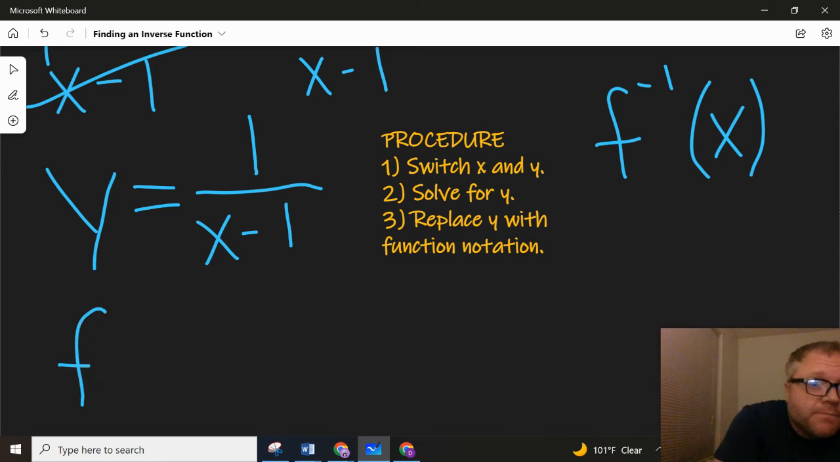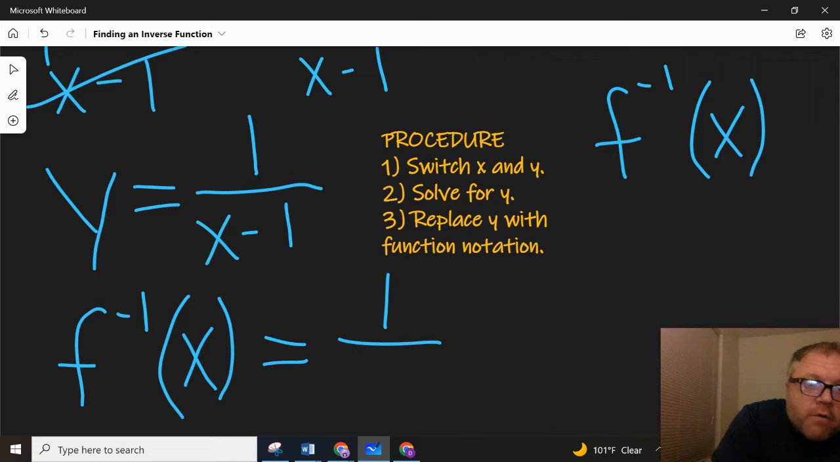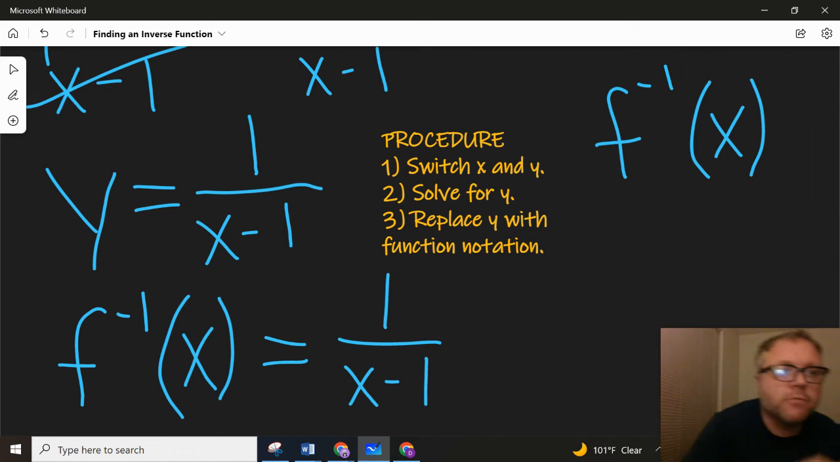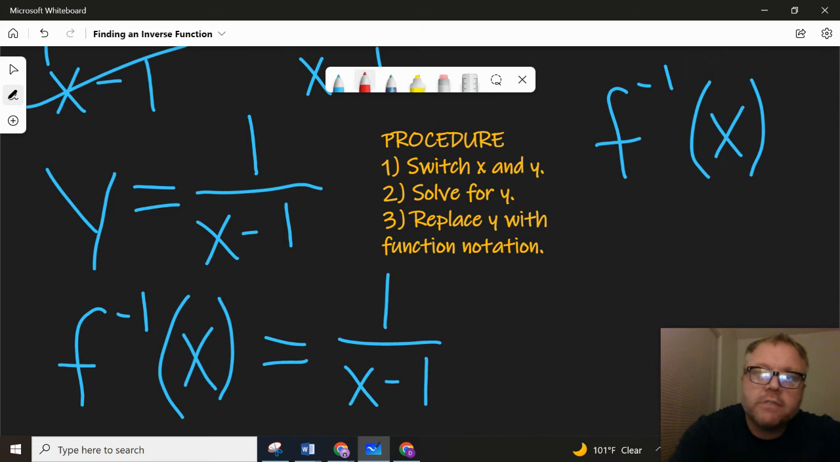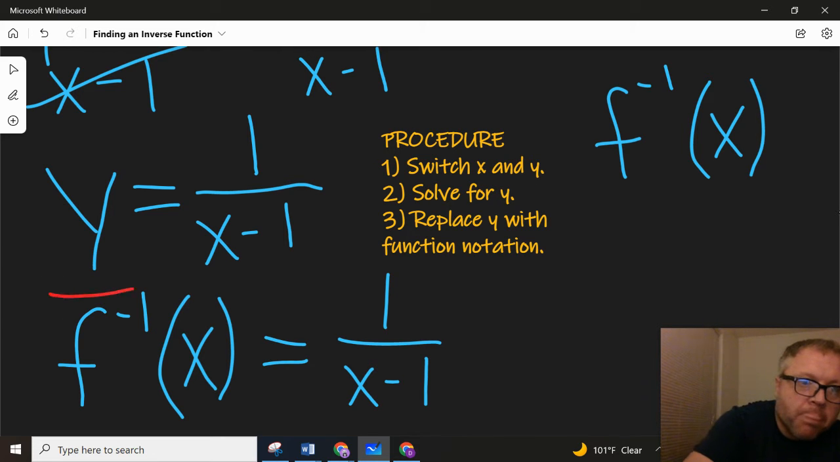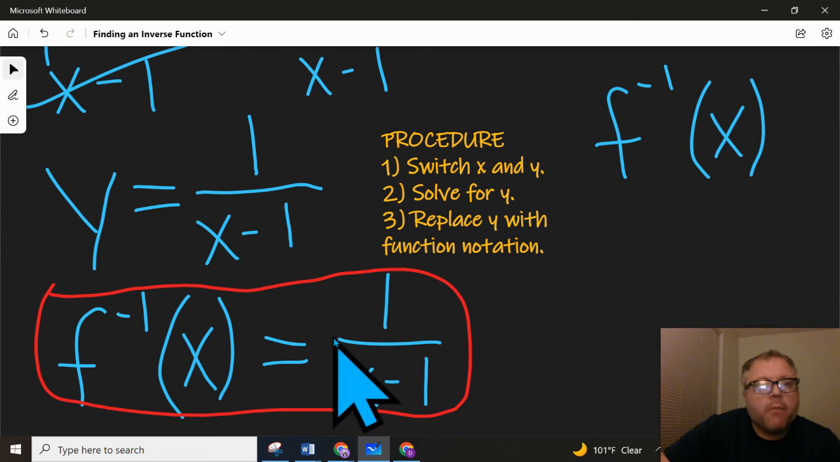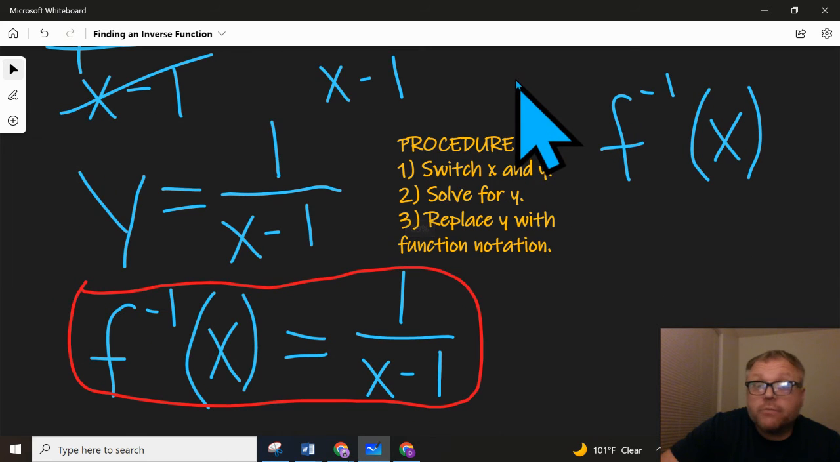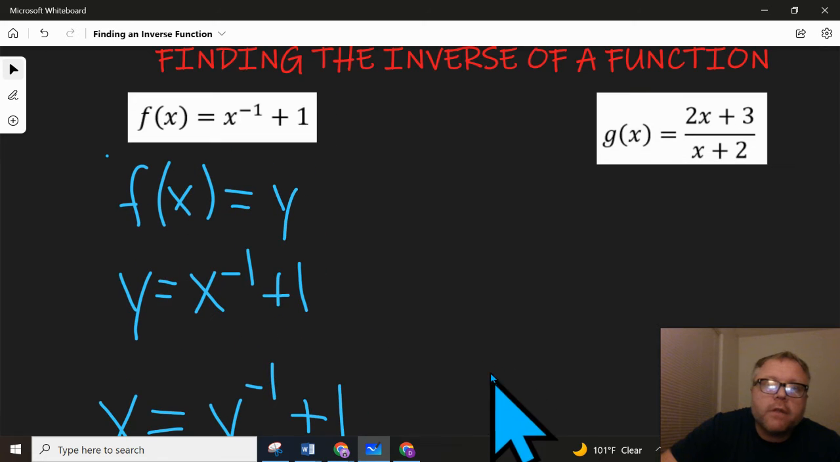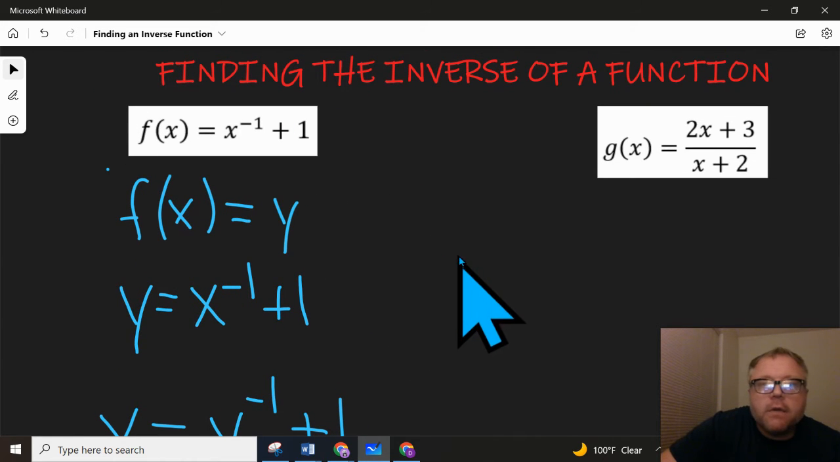So f inverse of x equals 1 over the quantity of x minus 1. And it's always nice to circle your final answer. Nice, we did it. Basically, the reason this is important is this function and the other one will undo each other. The first one we started off with, the f of x, they'll undo each other, this one.